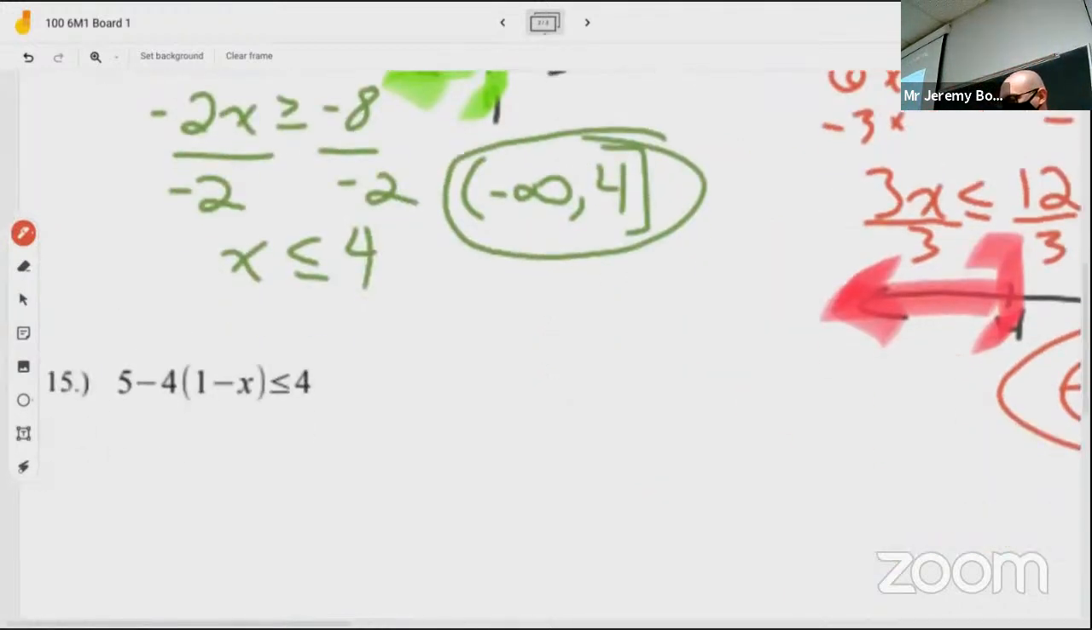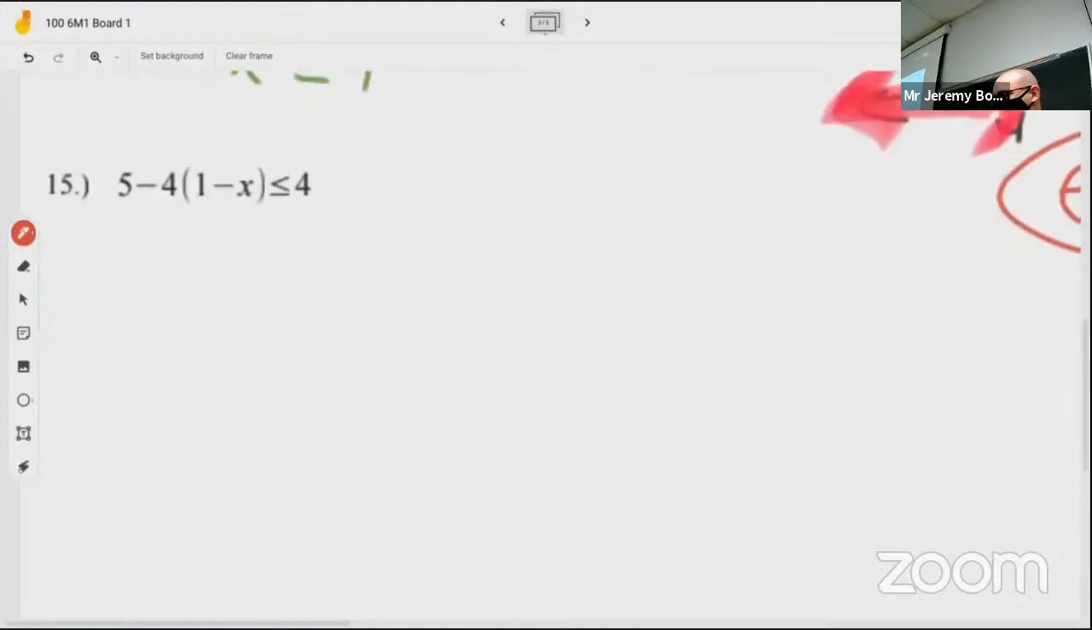All right, 15. This one's getting a little bit more in depth because, well, you don't have variables on both sides, but the left-hand side can use some evaluation before we start. So what we have is 5 minus 4 times all this is less than or equal to 4. So first thing I'm going to do is take this negative 4 and distribute it into that term that's in parentheses. So it'd be 5 minus 4 plus 4x is less than or equal to 4. So make sure you distribute the 4 and the negative.